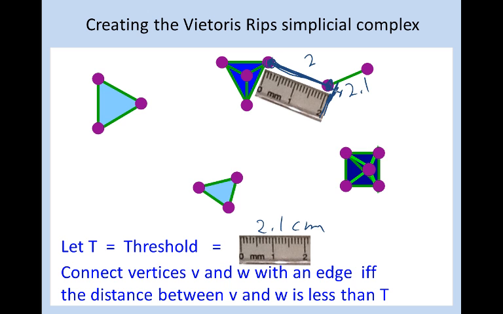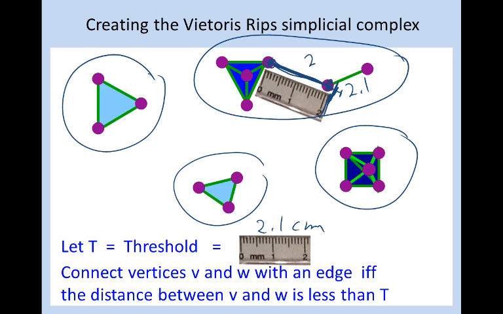With this added edge, note that now I have only four components. Now I have four clusters. So the choice of threshold definitely affects what kind of simplicial complex we get. Unfortunately, it is often unclear what threshold should be chosen. The solution is to use persistence and check all thresholds.